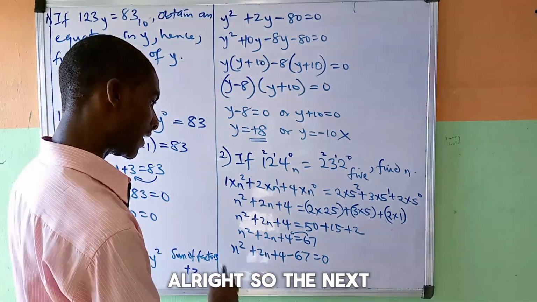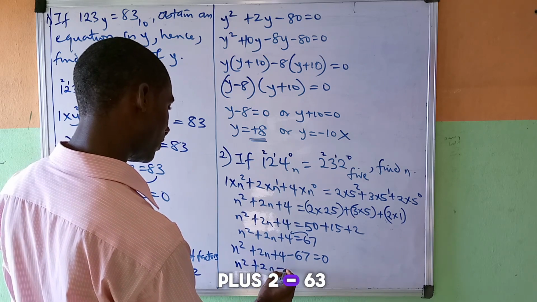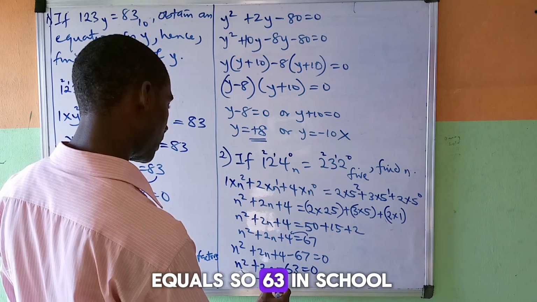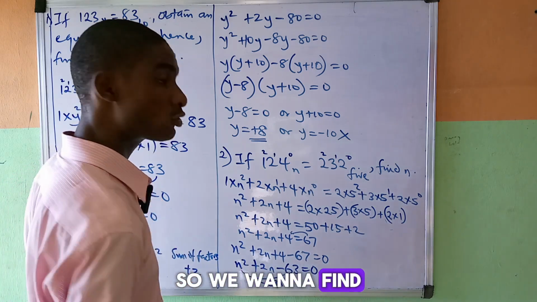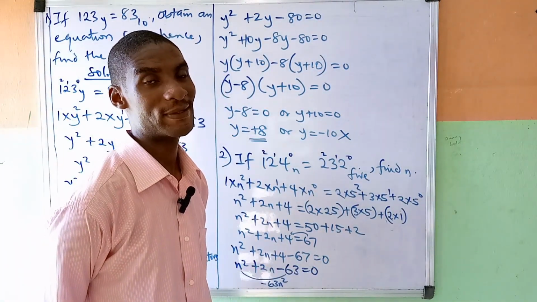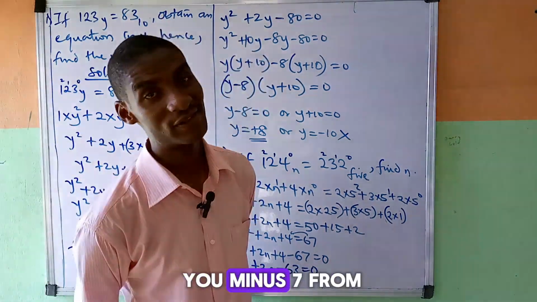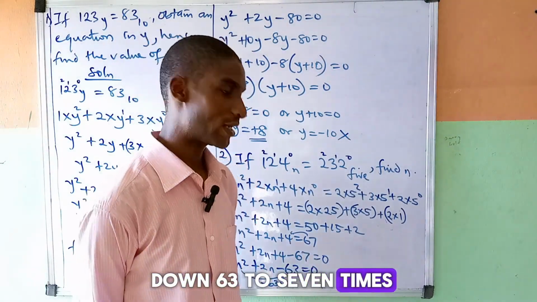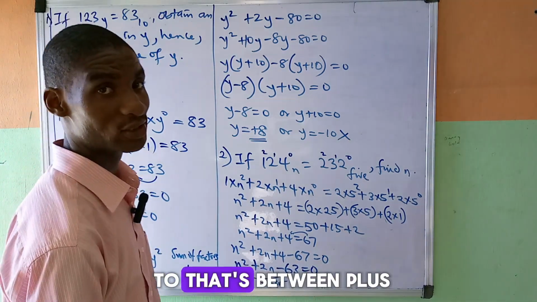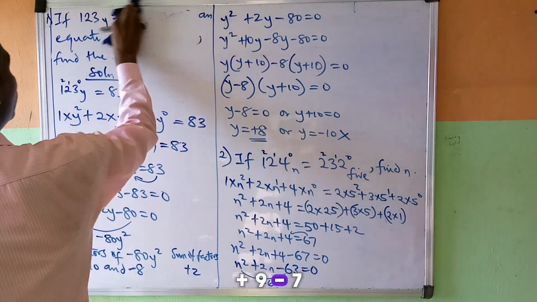Alright, so the next thing we want to do, we have n squared plus 2n minus 63 equals 0. So we want to find two values that will multiply together to give us 63. 7 times 9, because 7 times 10 is 70, if you minus 7 from that, 63. So we need 7 and 9. But because we have positive 2, that's going to be plus 9 and minus 7.